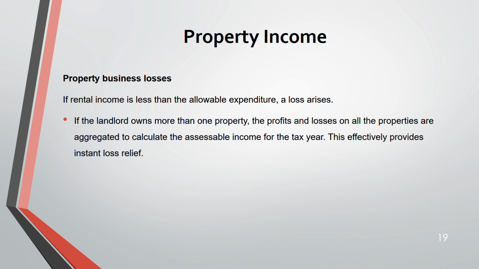Now, very rarely a landowner just owns one property. Most of the time, a landlord will own more than one property. So if that's the case, then you aggregate the total, the profit of all the properties and the losses of all the properties, and then you calculate one income for the tax year from all your property. Let's say you are making a loss in one property. You can offset that loss by a profit from another property. This is the first way you can provide a loss relief. This is the instant solution.